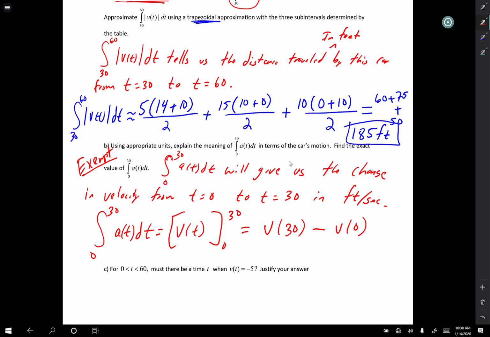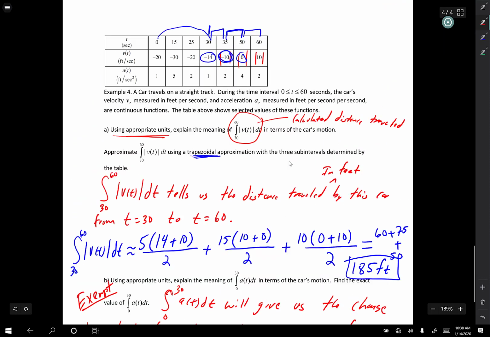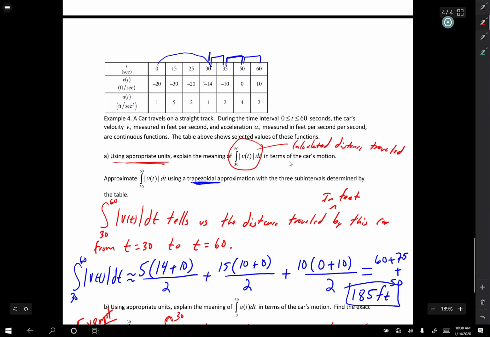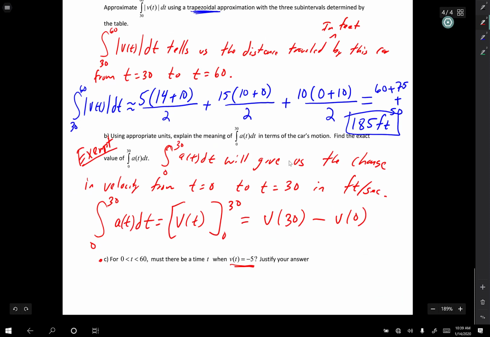All right, letter C. Last one, guys. Give me your A game. Check it out. Is there a time t where the velocity is -5 between 0 and 60? So look at it carefully. Yes, there is. Between what and what? What is that theorem called? IVT. Yeah, intermediate value theorem.